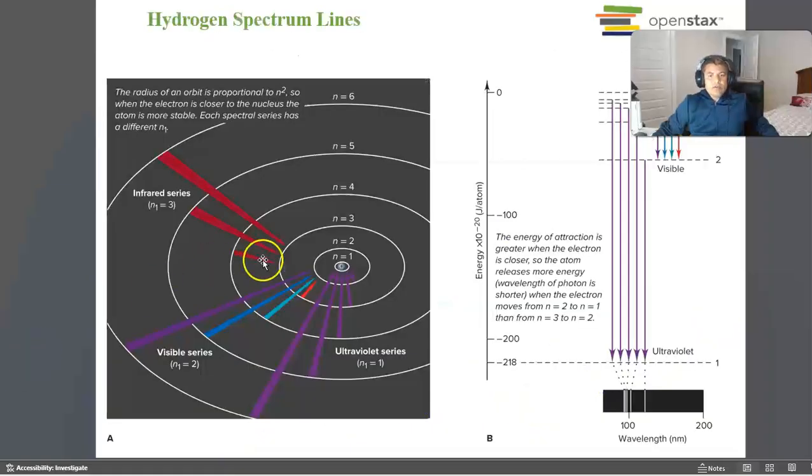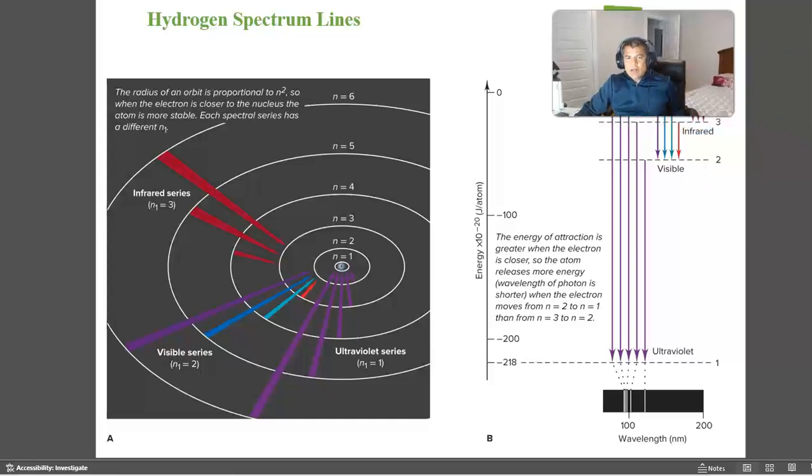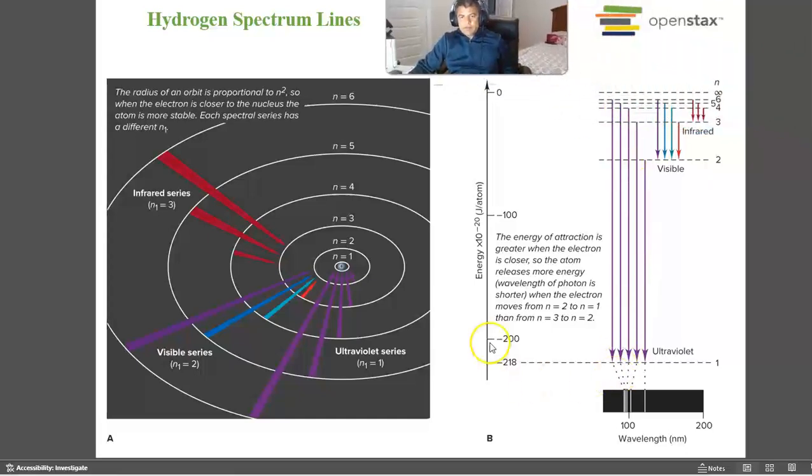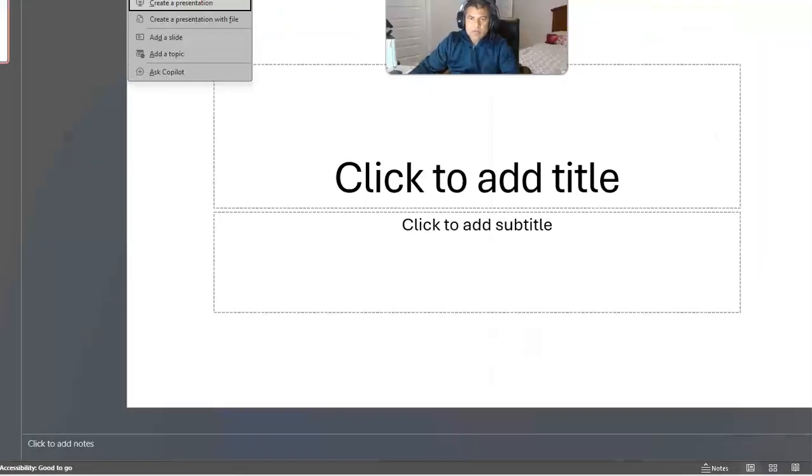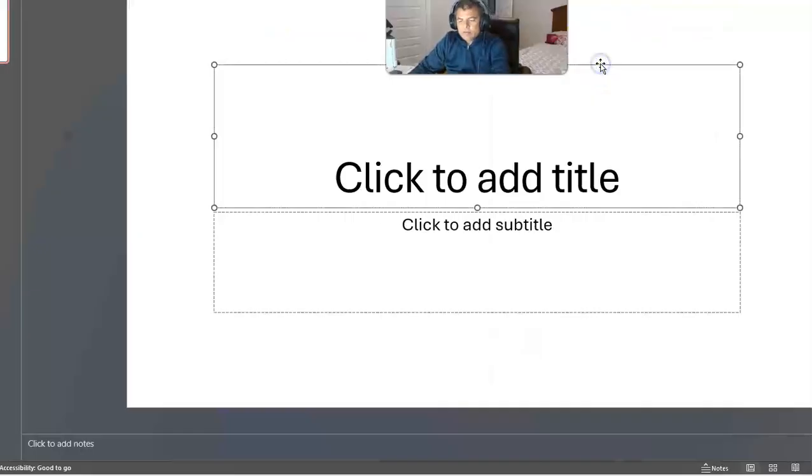Okay, now let's see the hydrogen atom and the hydrogen spectrum lines. What happens to the hydrogen? Hydrogen has one electron. If you give energy to the hydrogen, the electron will jump up to another level. So now let's take hydrogen.